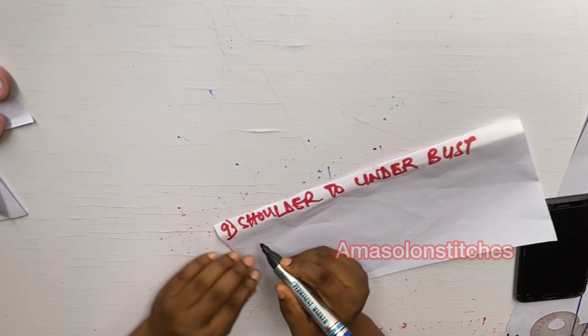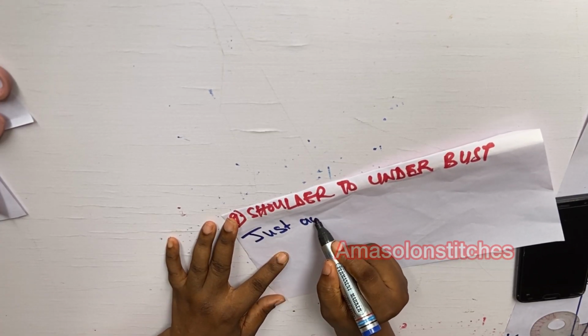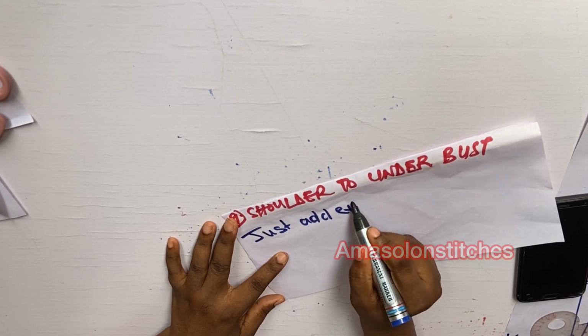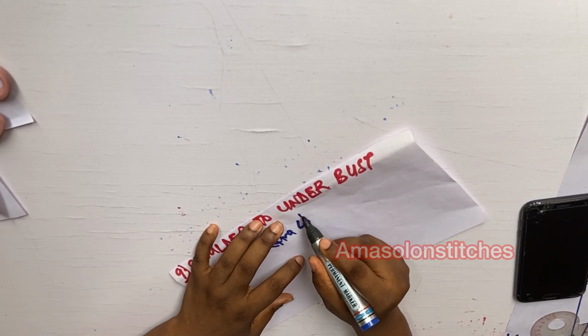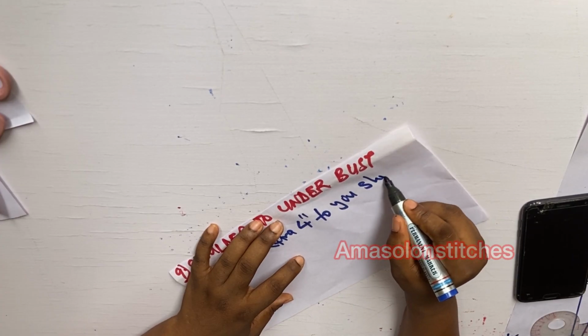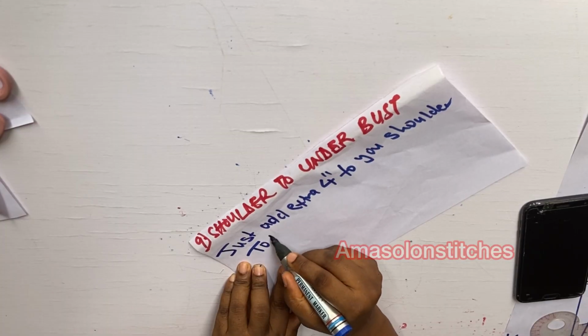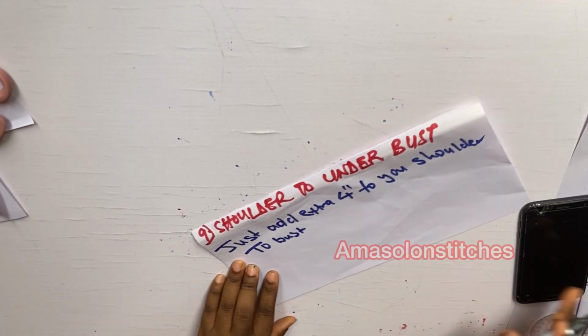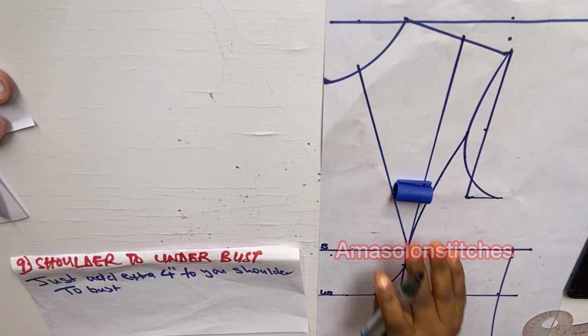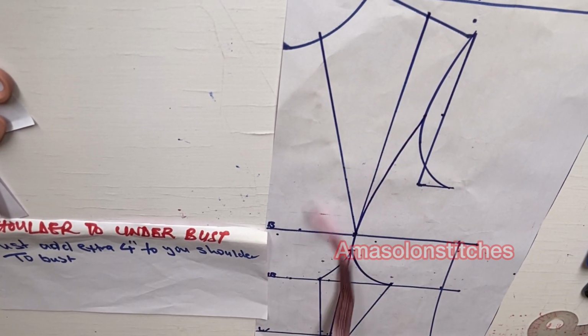Then this one is your under bust. In case you forgot how to get the shoulder to under bust measurement of your client, this is how to get it. Just add an extra 4 inches to your shoulder to bust point. Let me say your shoulder to bust point is 10. Add 4 inches to that 10, and it's going to give you 14. So your under bust is 14 inches.